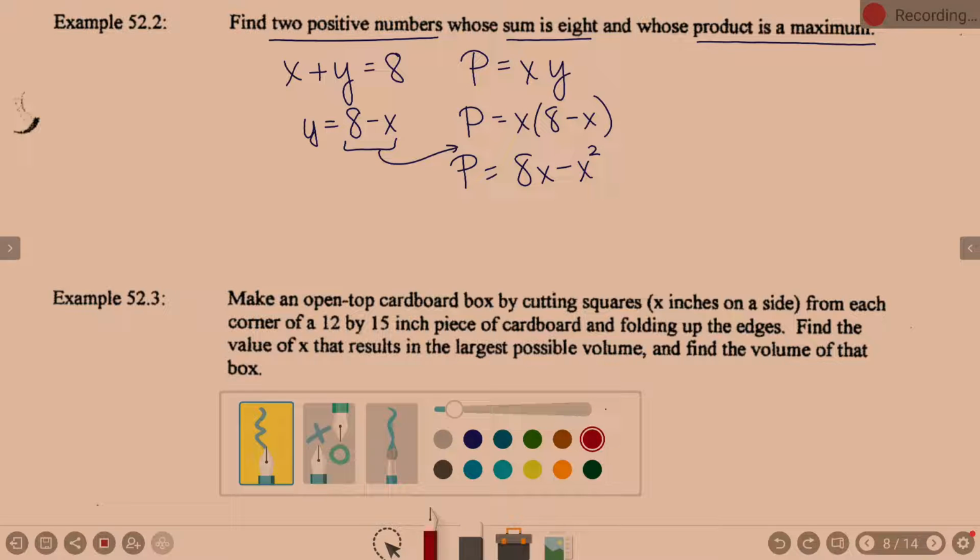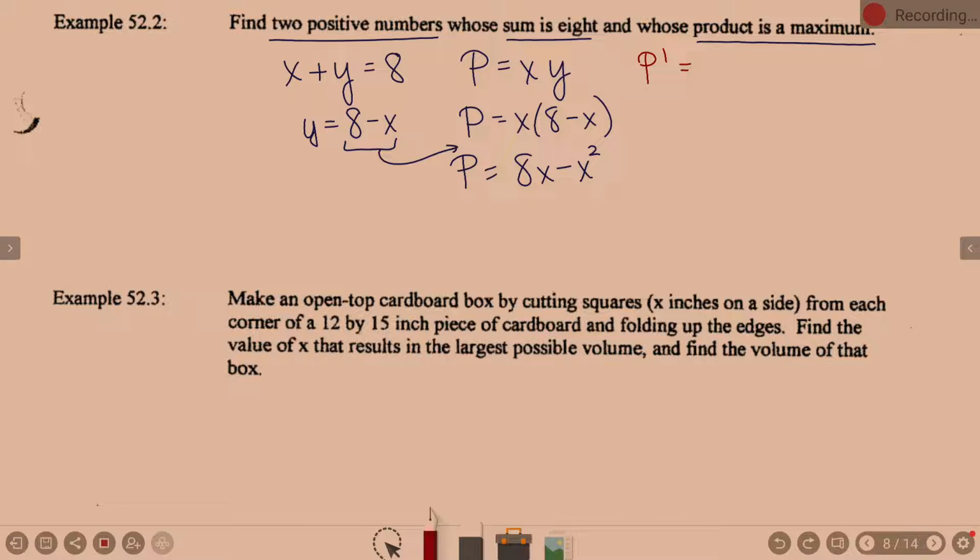Yeah, we need to find the maximum, so we're going to take the derivative. What is the derivative of 8x minus x squared? Okay, he says minus 2x plus 8. I just wrote 8 minus 2x. We know we're all on the same page here. And I'm going to take that derivative and set it equal to 0.